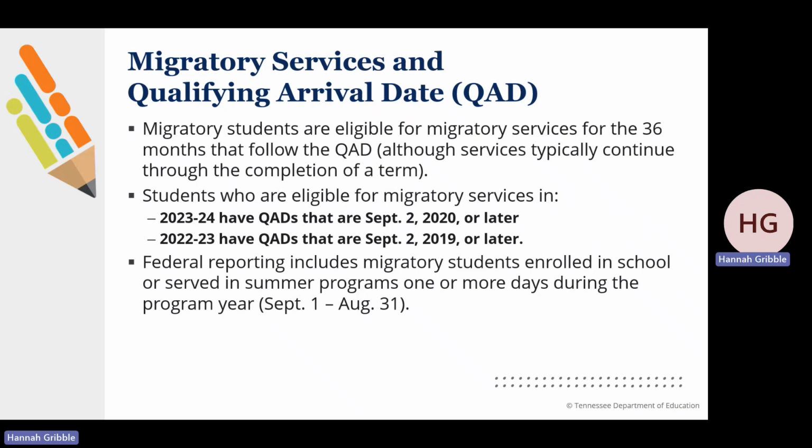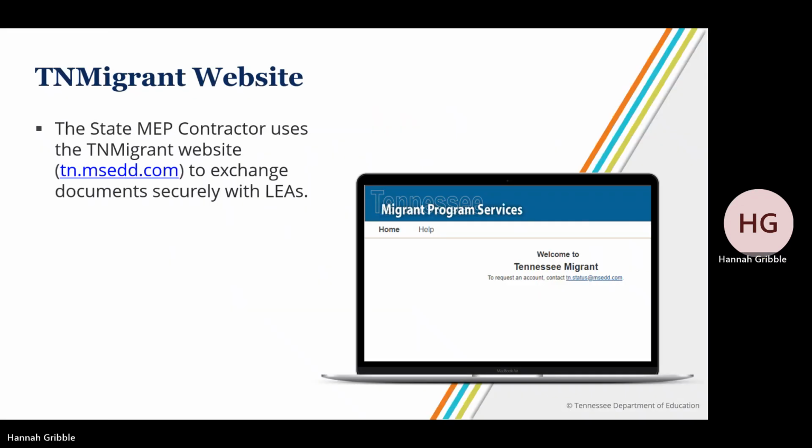Federal reporting includes migratory students enrolled in school or served in summer programs one or more days during the program year, which is September 1st through August 31st. The TN Migrant website is a website the state MEP contractor uses to exchange documents securely with LEAs.